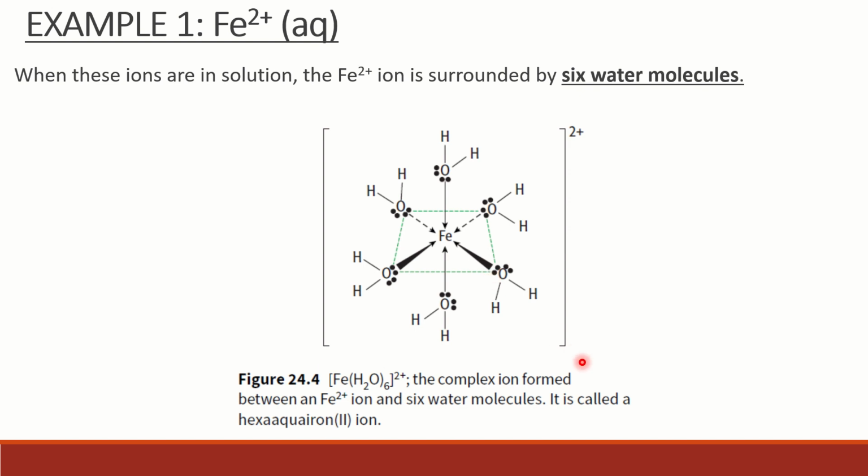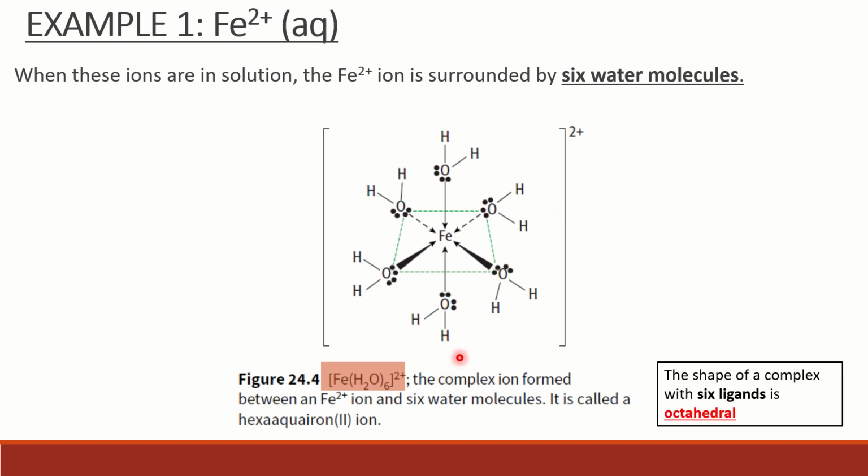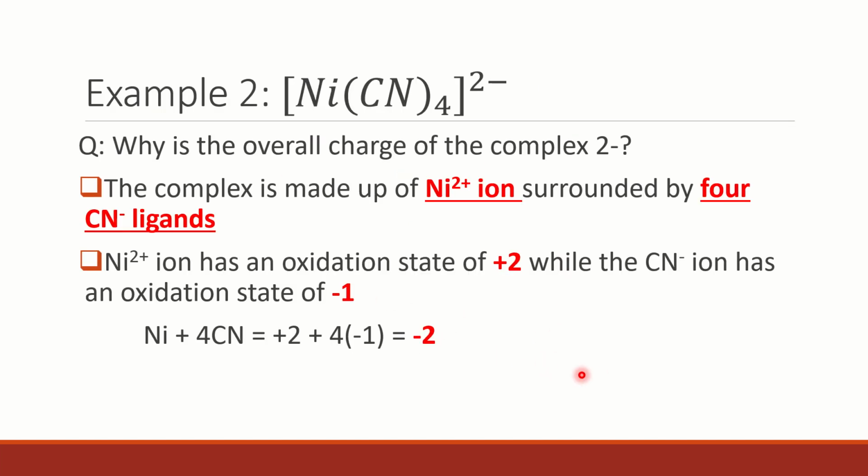And then here, this is the formula of your ion, Fe bracket H2O 6. Why 6? Because it is surrounded by 6 water molecules. And then the charge is 2+. And this is what you call an octahedral shape, because it has 4 on each corner, 1 above and 1 below. So you call this shape octahedral. Now let's move on to the next one.